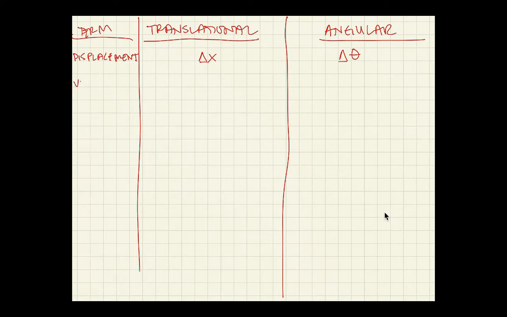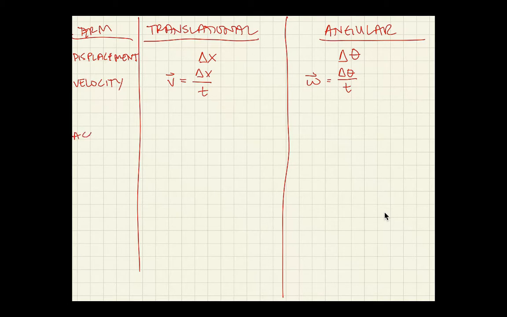We have velocity. So translational, that was v, and v was defined as delta x over t. Angular, we have omega, and omega is going to be defined the same way, except with the angular analogs. So instead of change in position over time or displacement over time, we would have change in angle over time or angular displacement over time. Angular velocity is the rate of change in the angle that is rotated.